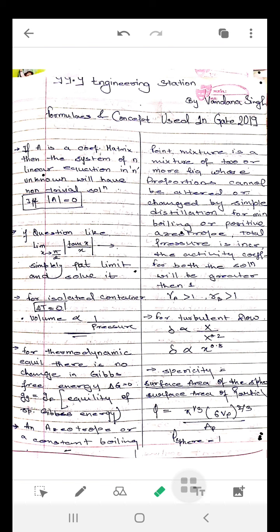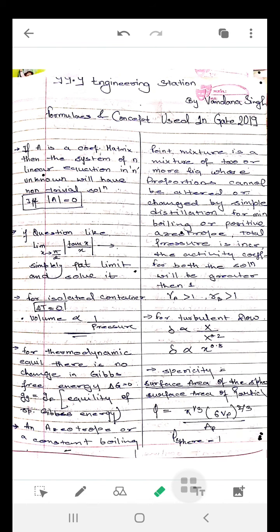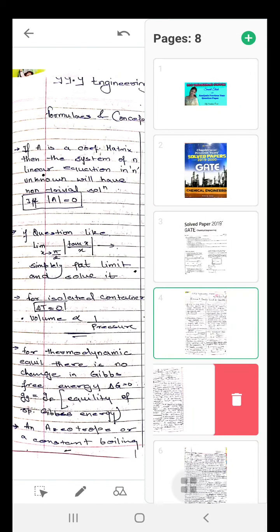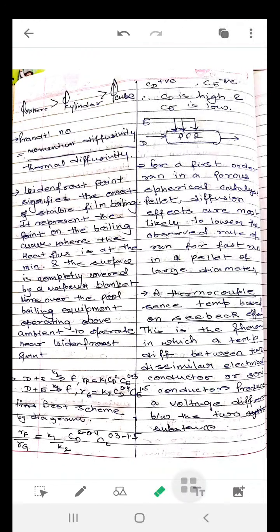Next question is about sphericity from the mechanical operations subject. Sphericity formula is surface area of the sphere upon surface area of the particle, and in mathematical form, pi to the power 1 by 3 times 6 Vp to the power 2 by 3 upon Ap. The sphericity of the sphere is 1, and the sphericity of the sphere is greater than the sphericity of the cylinder, and the cylinder is greater than the sphericity of the cube.